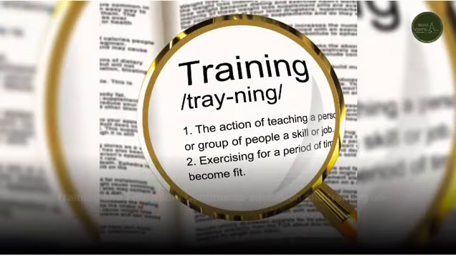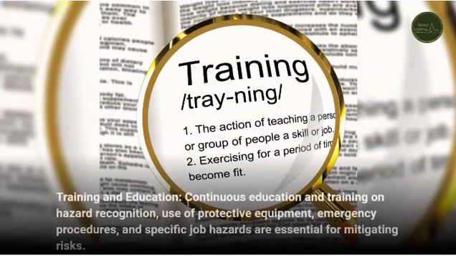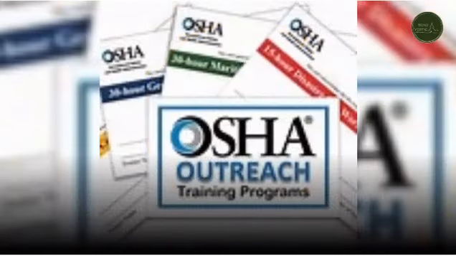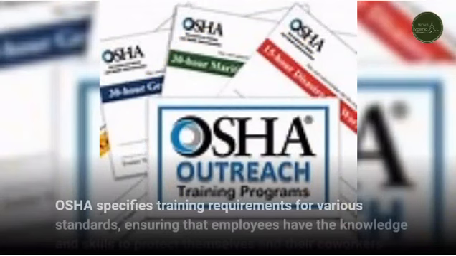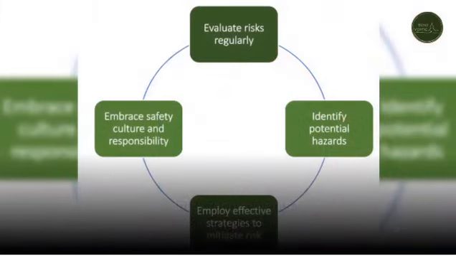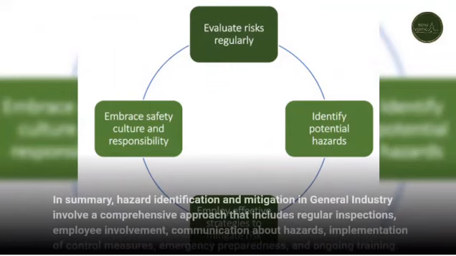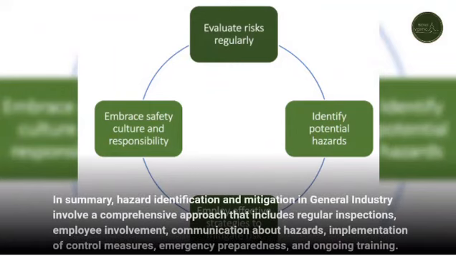Training and education. Continuous education and training on hazard recognition, use of protective equipment, emergency procedures, and specific job hazards are essential for mitigating risks. OSHA specifies training requirements for various standards, ensuring that employees have the knowledge and skills to protect themselves and their co-workers.